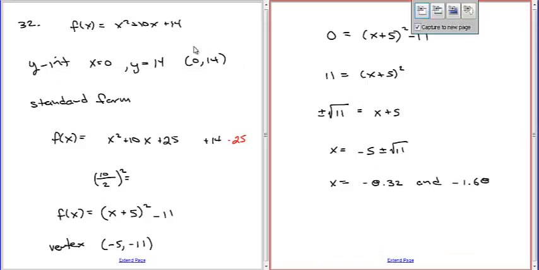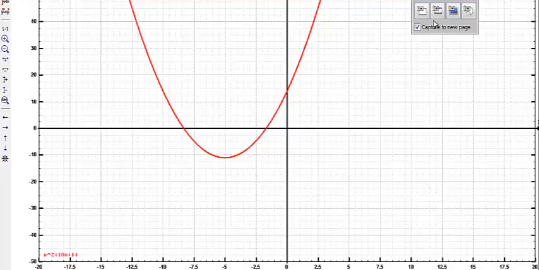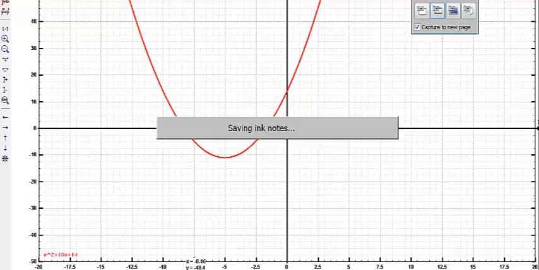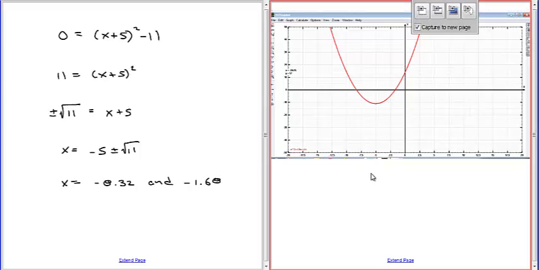So where's my camera? Here it is. Okay, so we're going to go over to the graph. We're going to click there. We're going to go like that. Save it to my notes. So there it is. So let's confirm that everything's as expected.